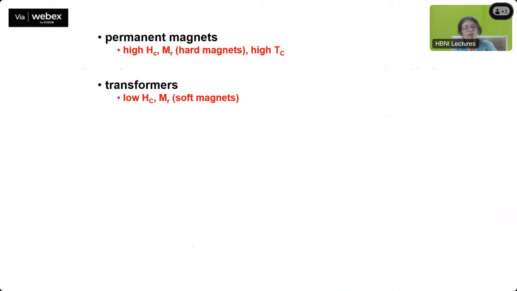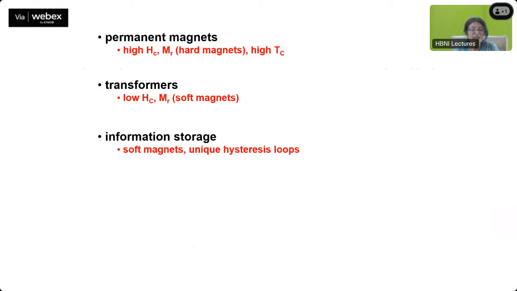In the case of permanent magnets, what we see is that they have a high coercivity and also a high remanence. So these are all hard magnets, and they also have a very high Curie temperature. Whereas transformers use soft magnets, which have a low coercivity and low remanence. For information storage, we use soft magnets with a very unique hysteresis loop, which looks somewhat like this, but we are not really discussing it right now.